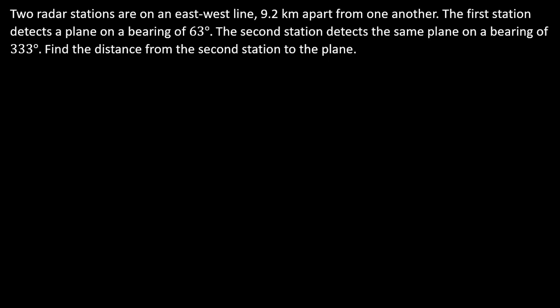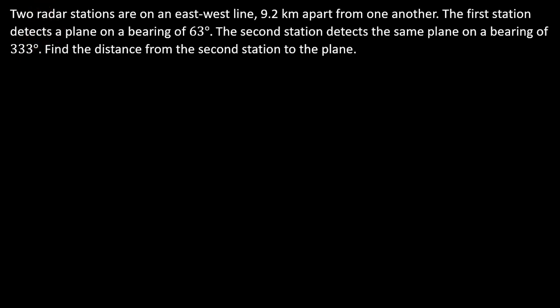So, okay, here's an example. Two radar stations are on an east-west line, 9.2 kilometers apart from one another. The first station detects a plane on a bearing of 63 degrees. The second station detects the same plane on a bearing of 333 degrees. Find the distance from the second station to the plane. So you might read this and go a little cross-eyed, like how do I even begin? These types of problems have a pretty predictable flow, actually, with the setup.